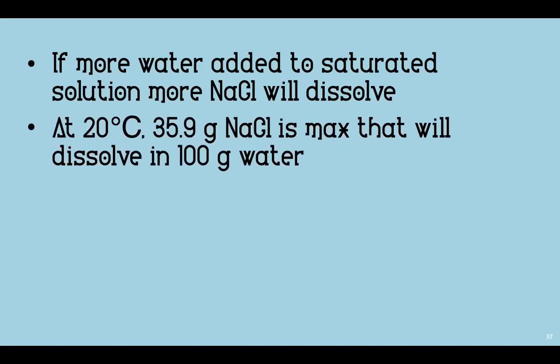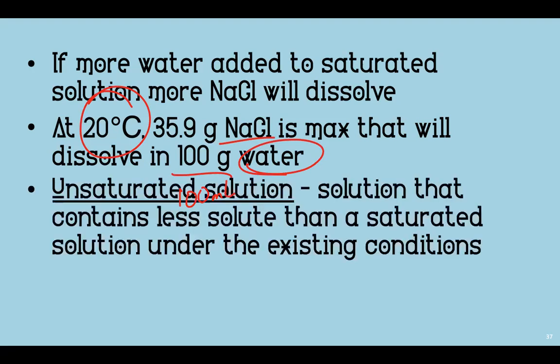So at 20 degrees Celsius, exactly 35.9 grams of sodium chloride is the maximum that will dissolve in 100 grams of water. Okay, so we have a specific temperature, we have a named solute, a specific amount, in this case it's mass, although it's the same as 100 milliliters because the density of water is 1 gram per milliliter, and we've identified our solvent. So these are the specific conditions under which we define what is called solubility.